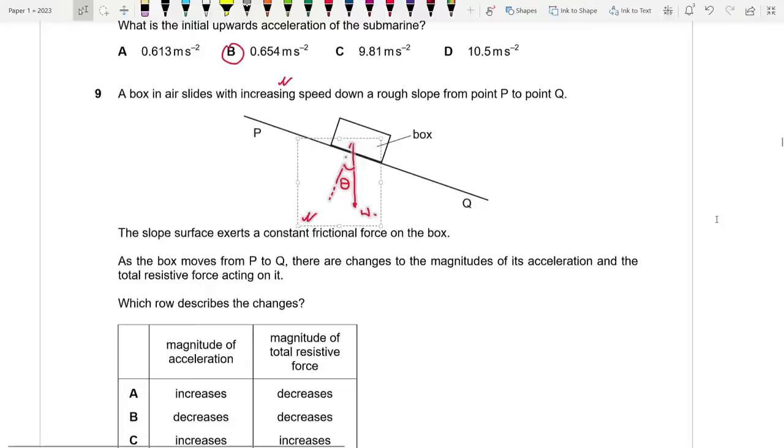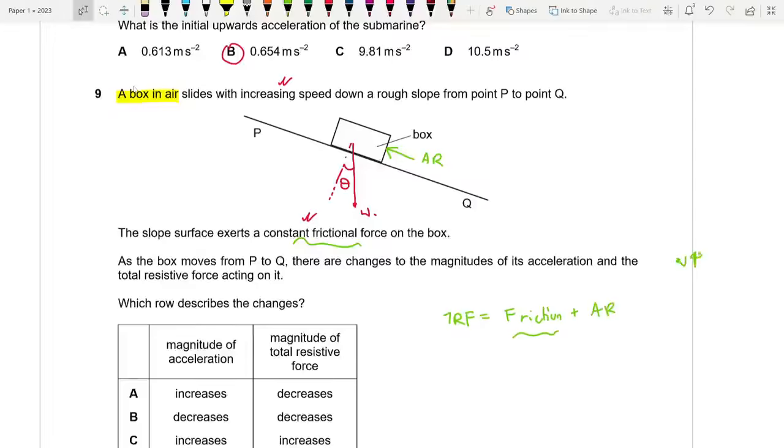As speed increases, okay, it is, but this is the key point, guys. Very tricky question. A box in air is also experiencing air resistance, while the frictional force is constant. However, we know that the total resistive force, TRF, is equal to friction plus air resistance. This remains constant, but as speed increases, air resistance also increases.